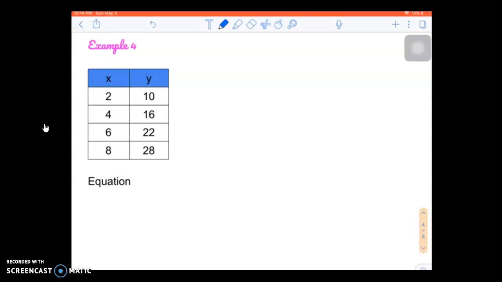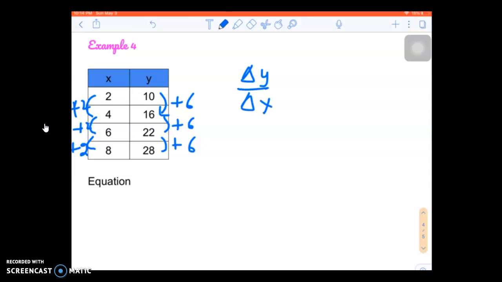All right, now this one's got the table set upright. I prefer this, but I know you guys will see the laid down kind. Again, change in y. Here I'm adding 6 each time. And on the x column, I'm adding 2 every time. That little triangle just means change. It's a science symbol. So 6 over 2.